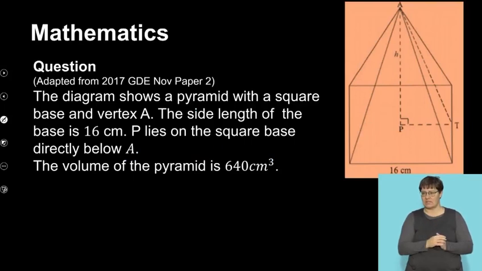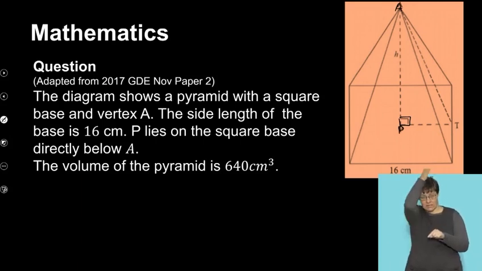So, the diagram shows a pyramid with a square base and vertex A. The side length of the base is 16 centimeters. P lies on the square base directly below A. So we can see on our diagram that we've got a right angle and P is directly below A. The volume of the pyramid is given to be 640 centimeters cubed.